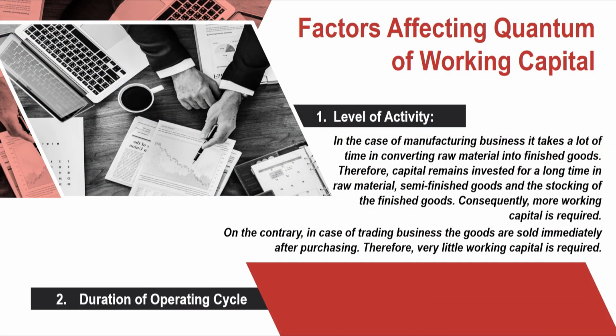There is also a direct link between the working capital and the scale of operations. More working capital is required in case of big organizations, while less working capital is required in the case of small organizations. So, the second factor is the duration of operating cycle. This is very important in working out the quantum of working capital. Shorter the operating cycle or the process cycle, lesser will be the requirement of the working capital, and longer the duration of the operating cycle, more will be the requirement of the working capital.